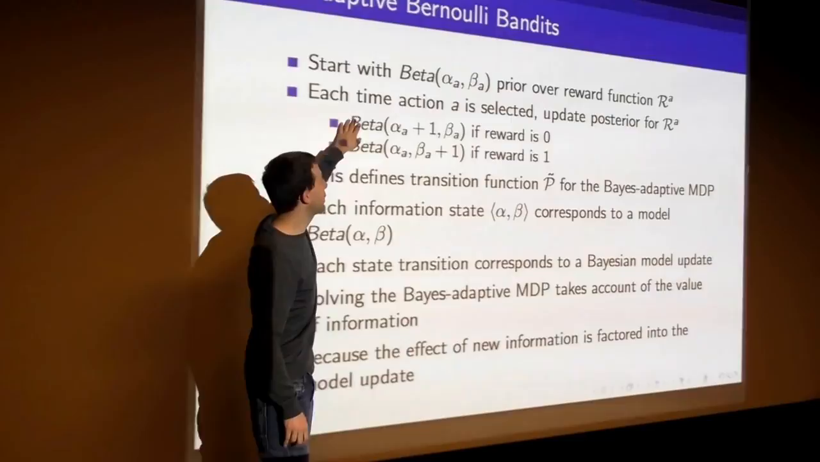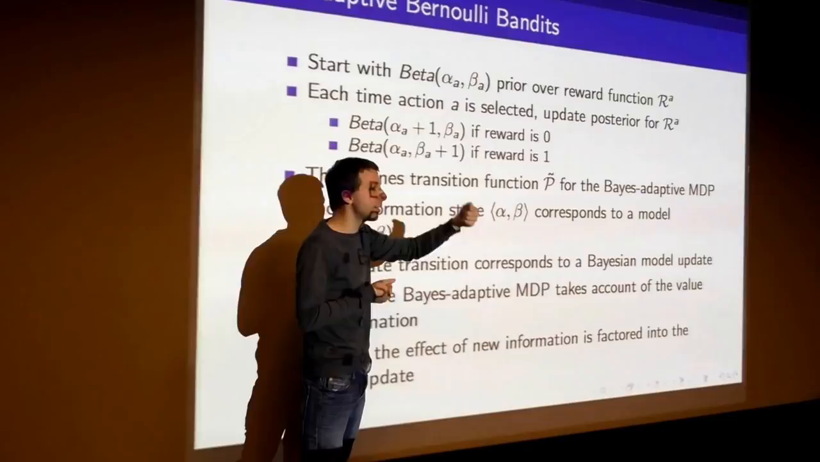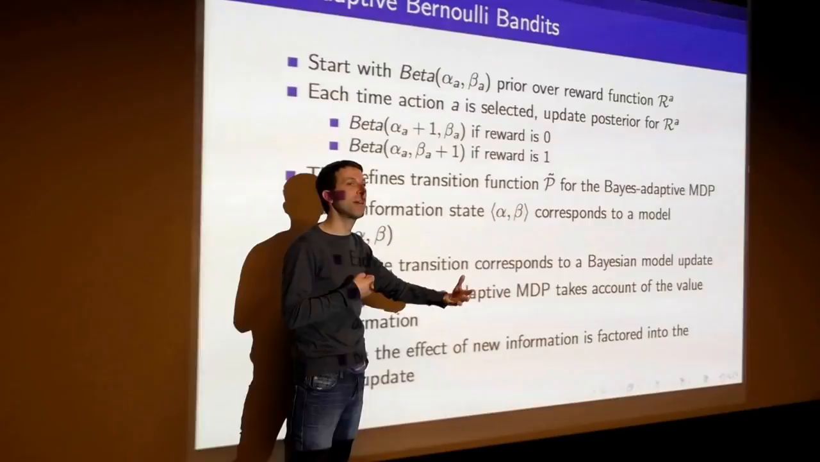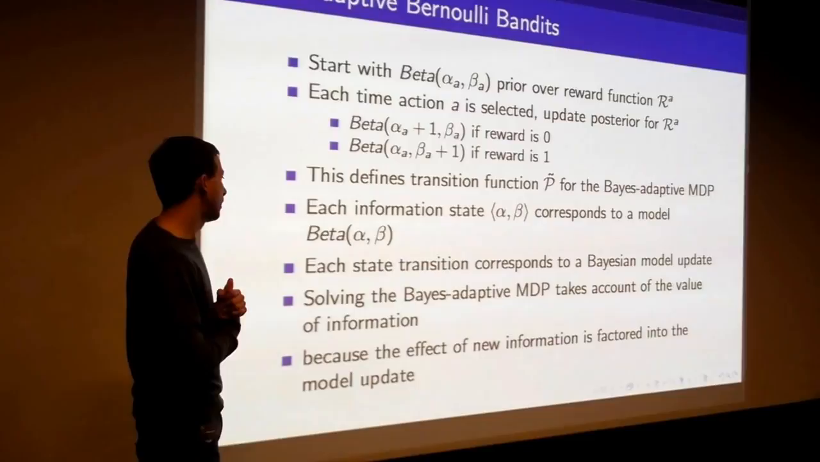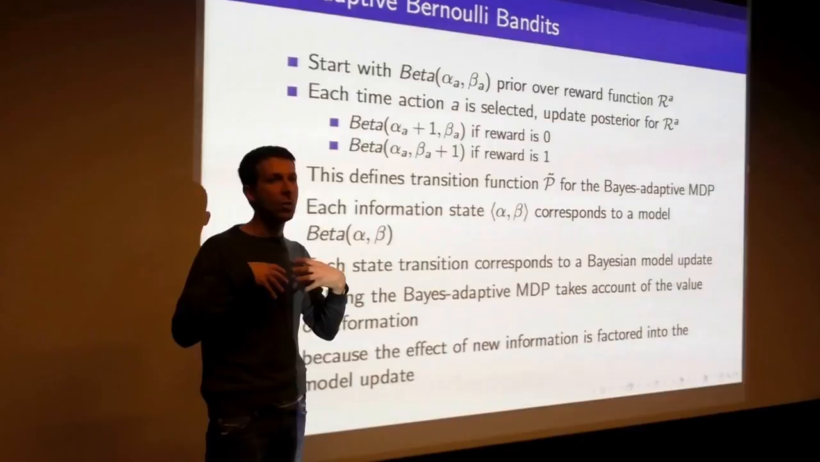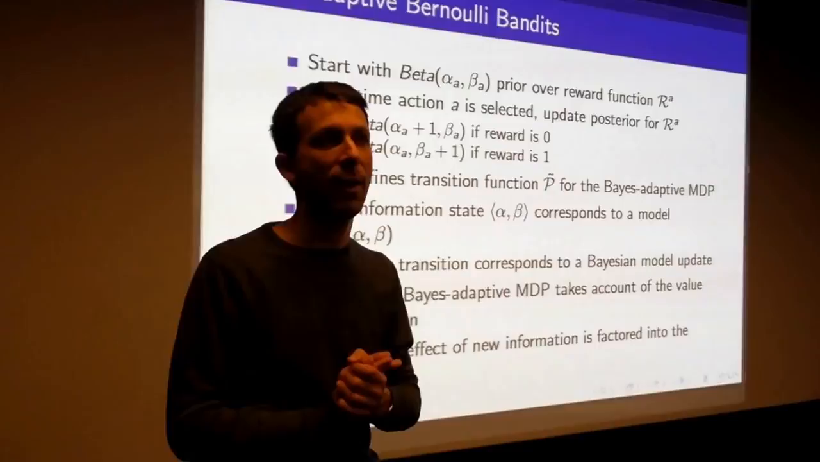Just by writing down the fact that if we succeed, then we'll increase our success count by one, we've defined the transition dynamics of our MDP. And we solve for that MDP. So this is the Bayes-adaptive approach. It's a way to, with a lot of computation, get the optimal solution to the exploration-exploitation dilemma.